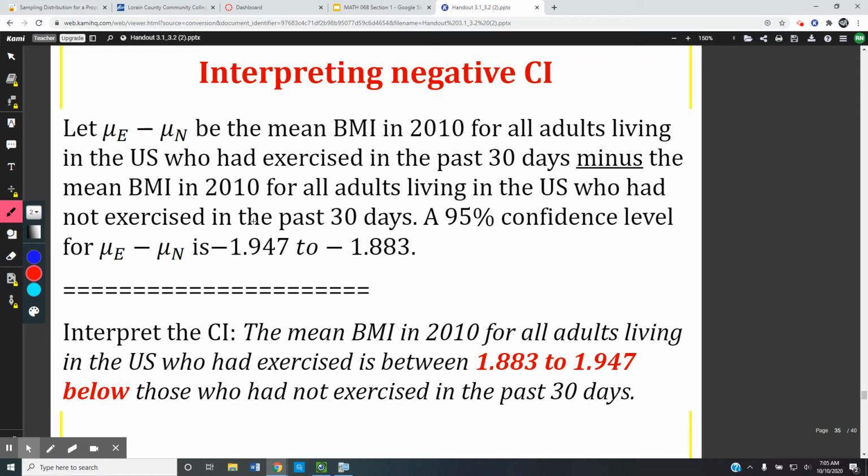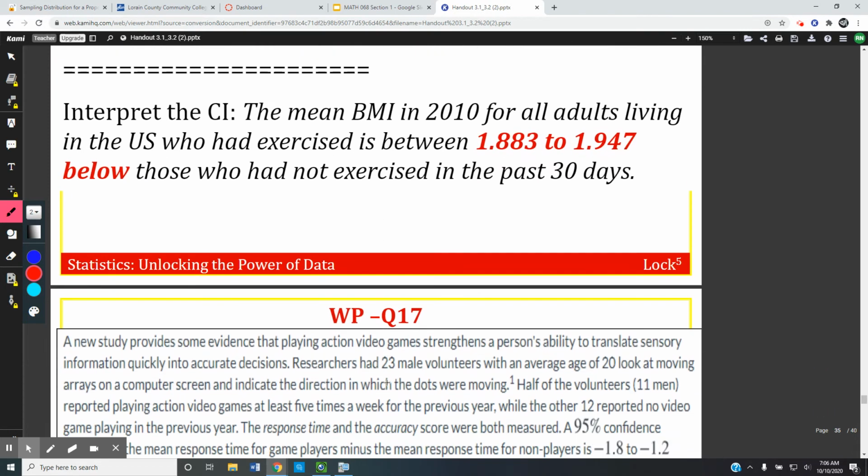So what is the interpretation of getting that negative value? Well, remember, if we're taking exercise averages and subtracting non-exercise averages and we're getting negative numbers, what that means is that the BMI for the people who had exercised is below or under or less than the BMI for those people who did not exercise. And down below it says the adults living in the U.S. who had exercised is between 1.883 and 1.947 below those who had not exercised in the past 30 days. Don't write in your interpretations that it's negative numbers. Use words like below, under, less when you make that interpretation.